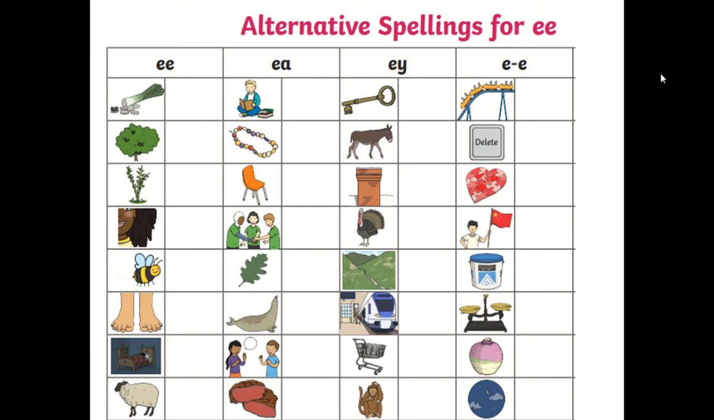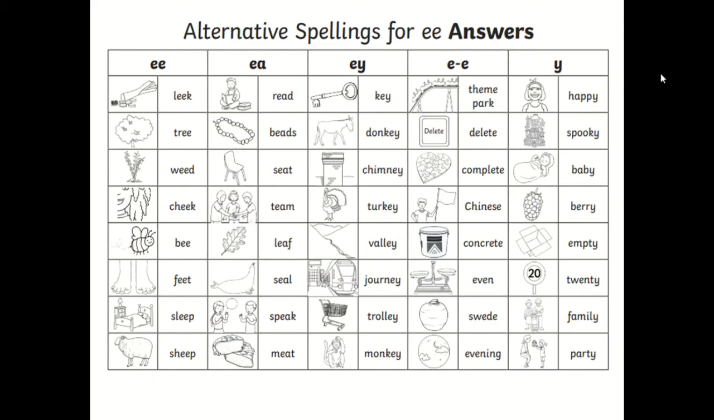Oh, if I did my split digraph word, right at the top there is a roller coaster in a theme park. So I'd have to write the word theme, park. Pause the video and then have a go at writing some of these words. Here are the answers. If you wrote some of those words, you can check your spelling here.